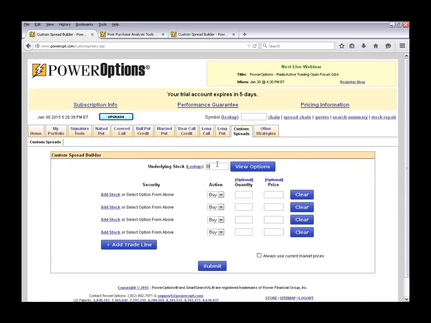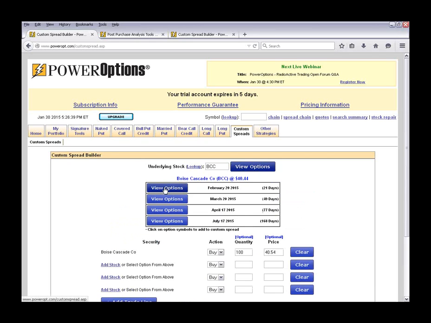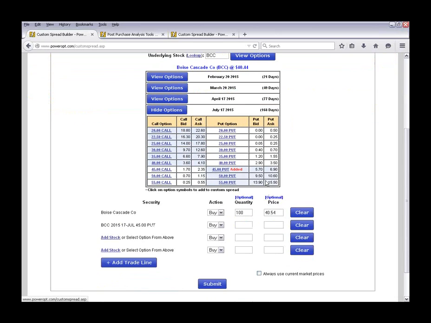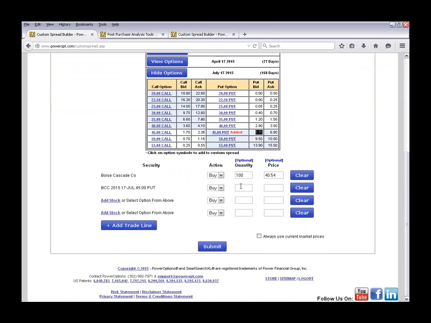And I'm going to type in BCC. I'm going to show you what I did a few weeks ago. I don't remember my exact price, but let's use the prices today. BCC today is at 40.54 roughly. And I could go out to July, 168 days out. 45 put, 5.70 bid, 6.90 ask, $1.20 difference. Let's call it 60 cents to midpoint. Let's call it an ask price of 6.30.